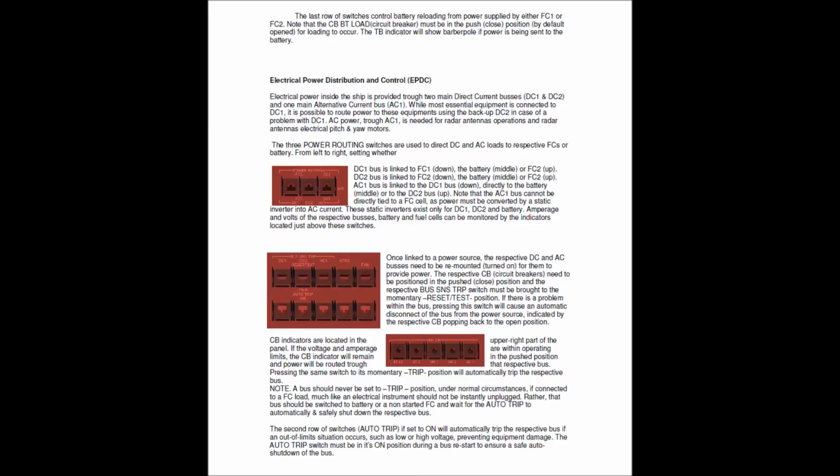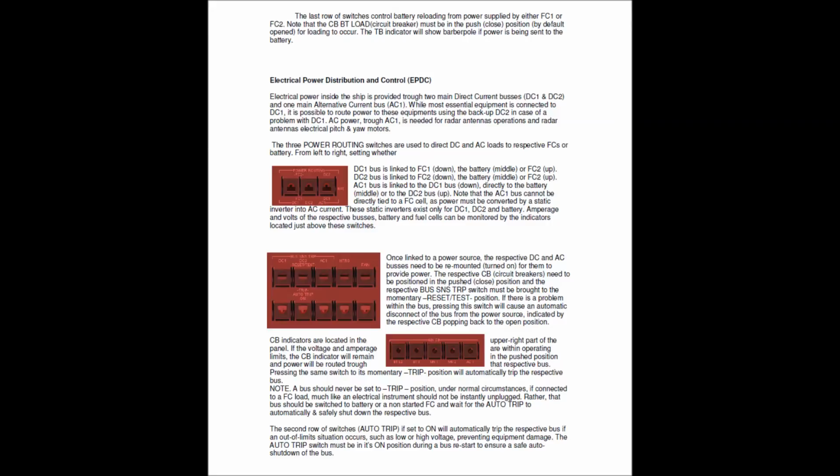Electrical power distribution and control. Electrical power inside the ship is provided through two main direct current buses, DC1 and DC2, and one main alternate current bus, AC1. While most essential backup equipment is connected to DC1, it is possible to route power to this equipment using the backup DC2 in case of a problem with DC1. AC power through AC1 is needed for radar antennas operation and radar antennas pitch and yaw motors.